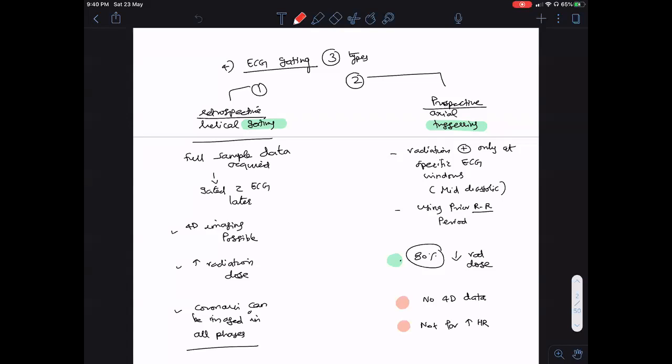So coming to the other type of gating, which is the prospective. Here we don't use the term gating. Instead, we use the term triggering. So here the radiation is given to the patient only at specific ECG windows, usually at the mid-diastolic level.